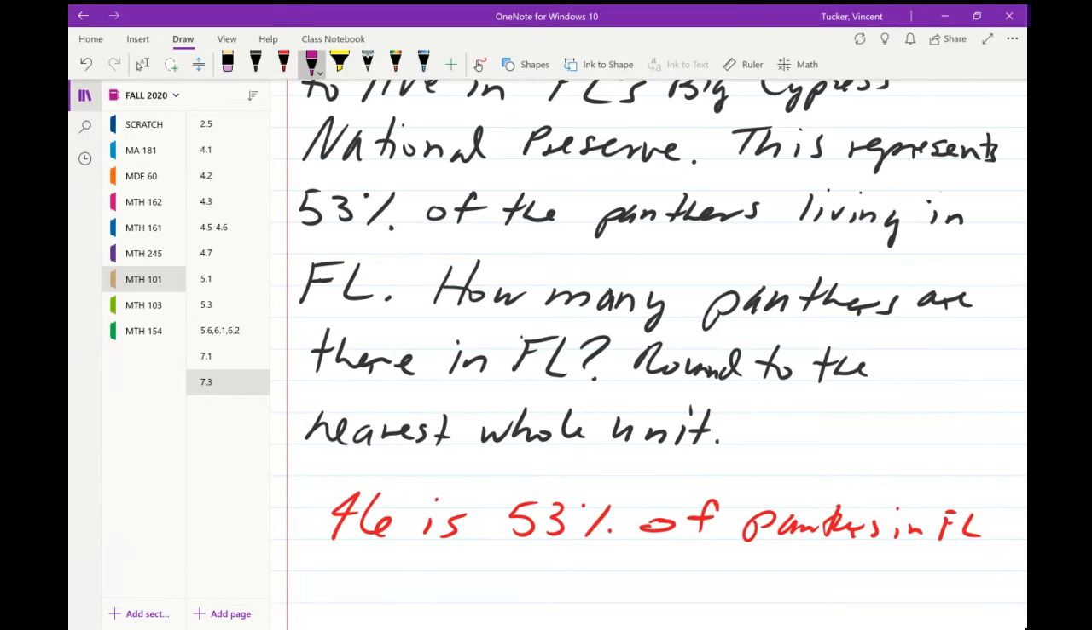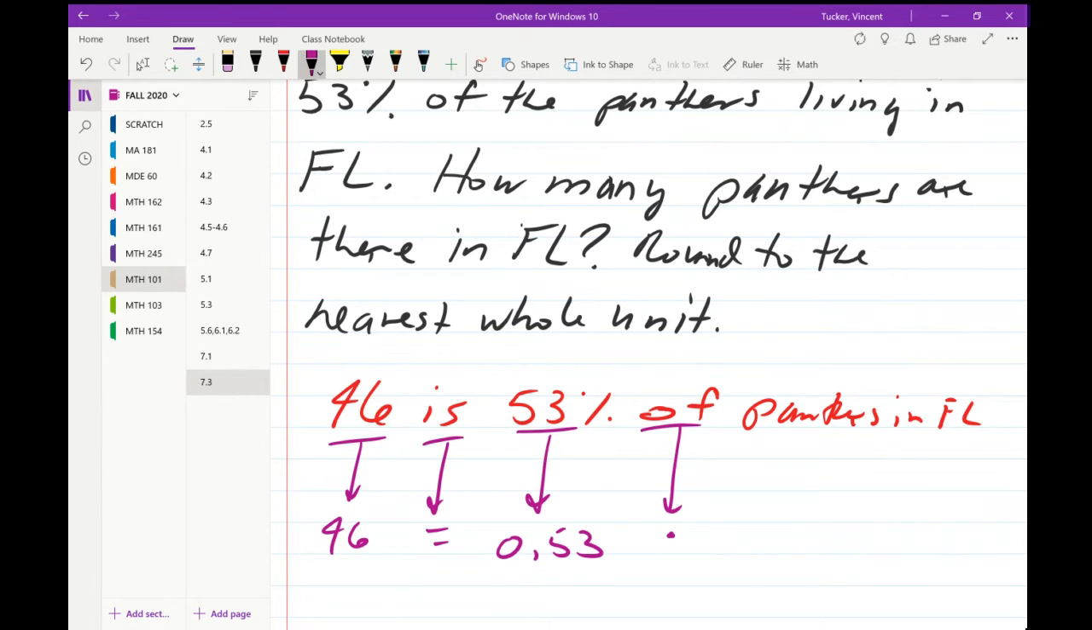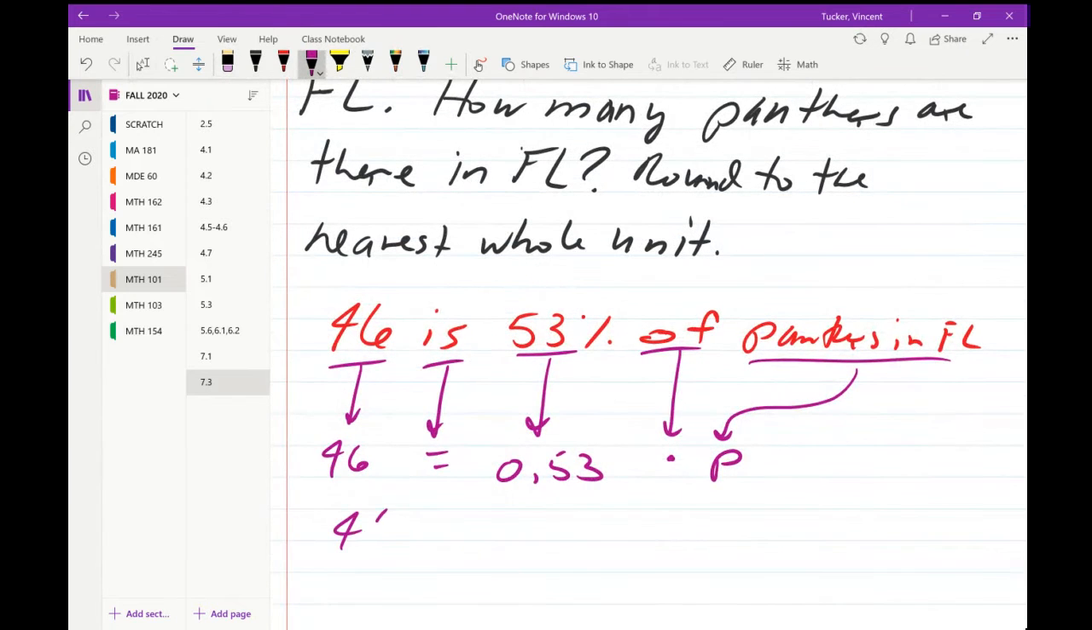So now if we were to take that and convert the sentence to a mathematical statement like we did before: 46 is 0.53, 53% of, multiplication when it comes to mathematics, panthers living in Florida, we can call that P. So it's 46 equal to 0.53P.